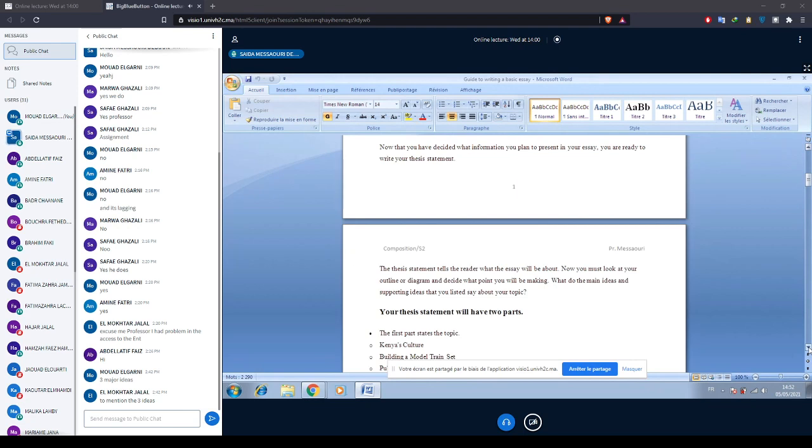Now you must look at your outline or diagram and decide what point you will be making. What is your point? What is your point of view? What is your impression? What do the main ideas and supporting ideas that you listed say about your topic? Is it something that you like? You find it good? You find it bad? A lot of people do not like it, but you do like it.